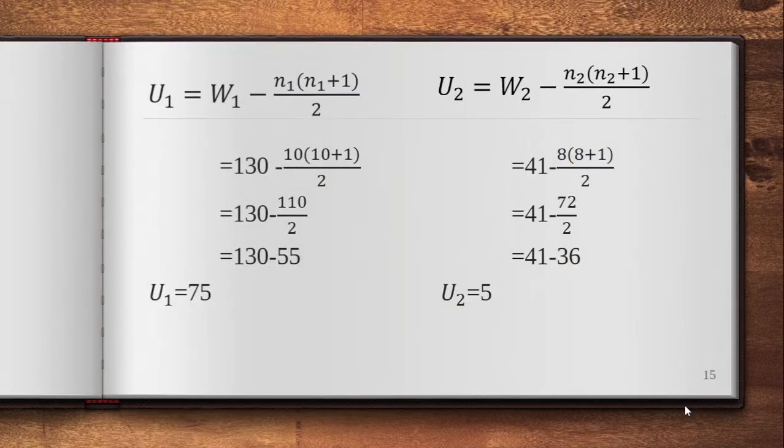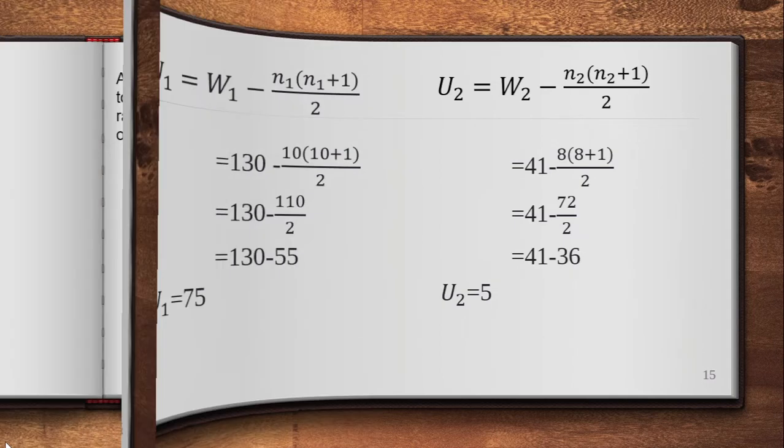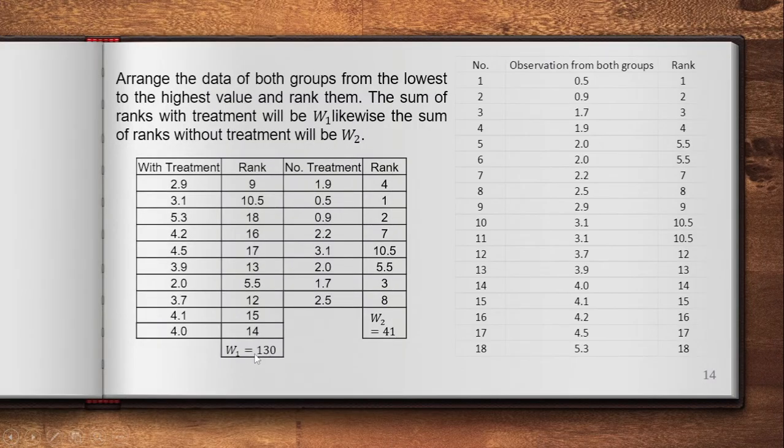Now, let's compute the first group and second group. The U sub 1 is equal to W sub 1 minus N sub 1 times N sub 1 plus 1 over 2. So, ito po yung formula. So, let's follow. The W sub 1, i-check po natin. The W sub 1, we have 130. The W sub 2 is equal to 41.